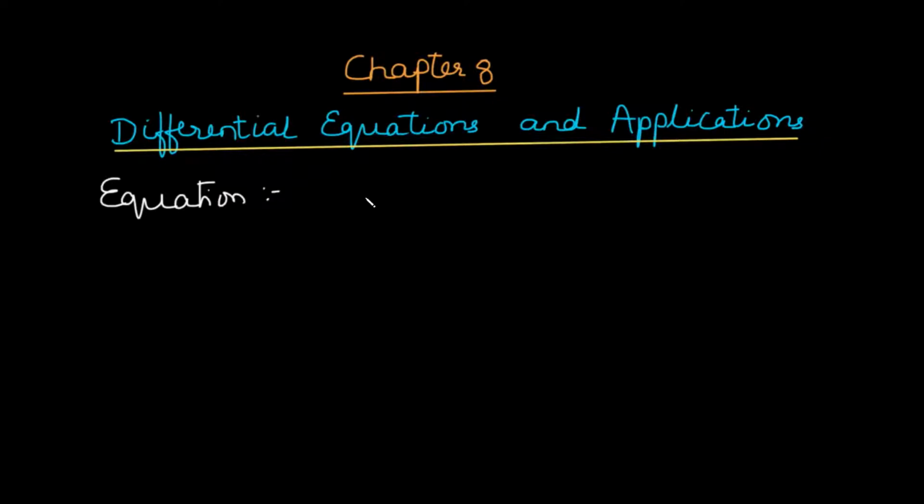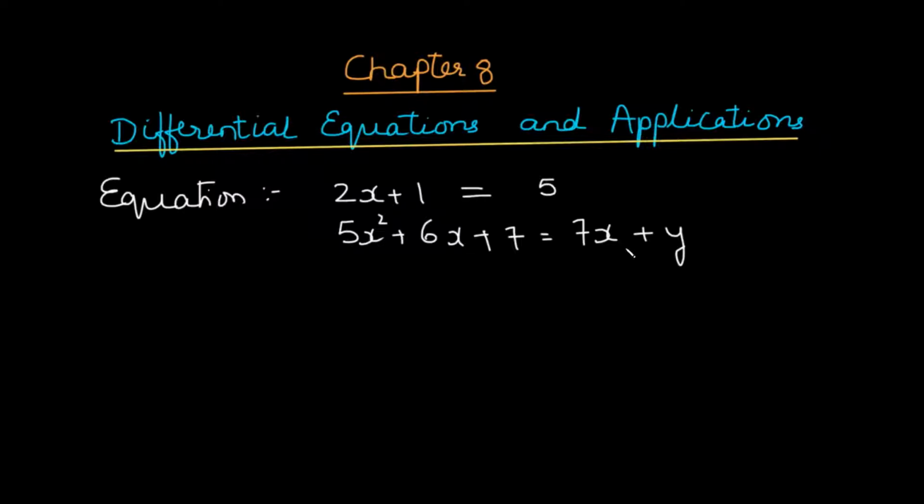We have studied that it's a mathematical statement. An equation is a mathematical statement in which two expressions are given and the two expressions are separated by an equal to sign. For example, we have 2x + 1 = 5 as an example of an equation. Similarly, 5x² + 6x + 7 = 7x + y would also be an equation because over here the two mathematical expressions are separated by an equal to sign. So these are called equations.